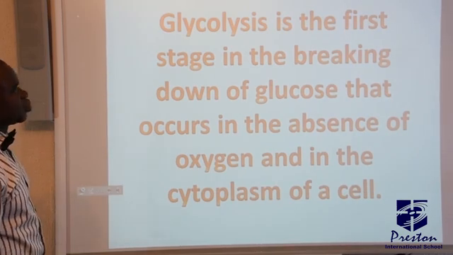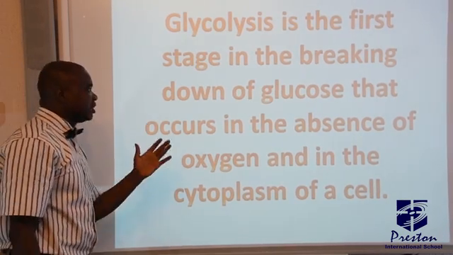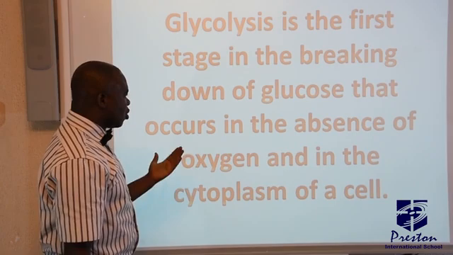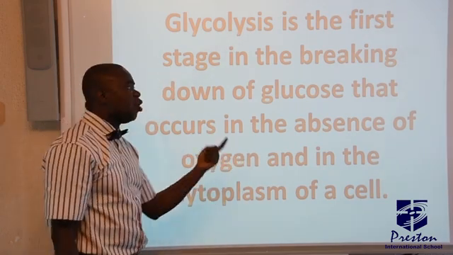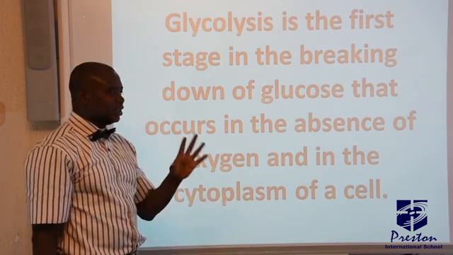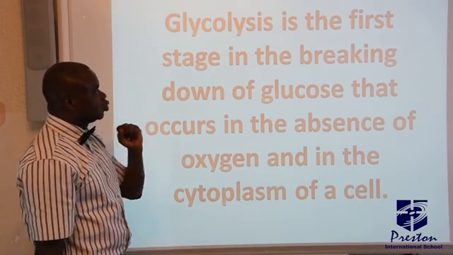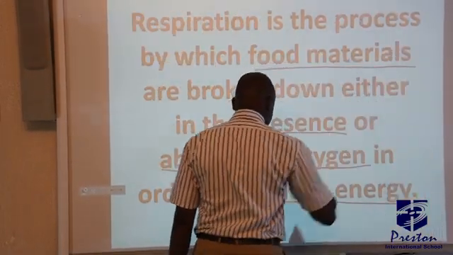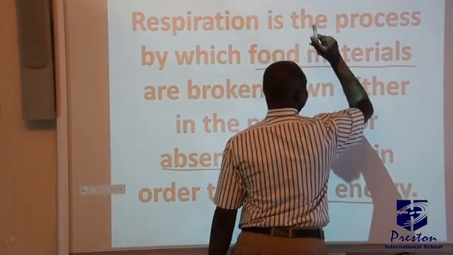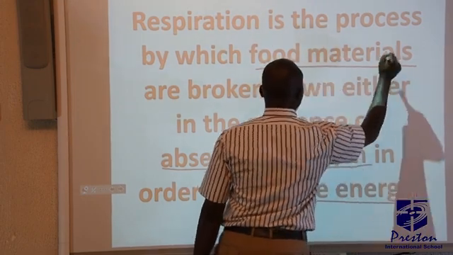Then glycolysis, at its work, is the first stage in the breakdown of glucose that occurs in the absence of oxygen and in the cytoplasm of a cell. There are three items that I want you to understand very, very well in this place. Number one is the first stage. It is the first stage.